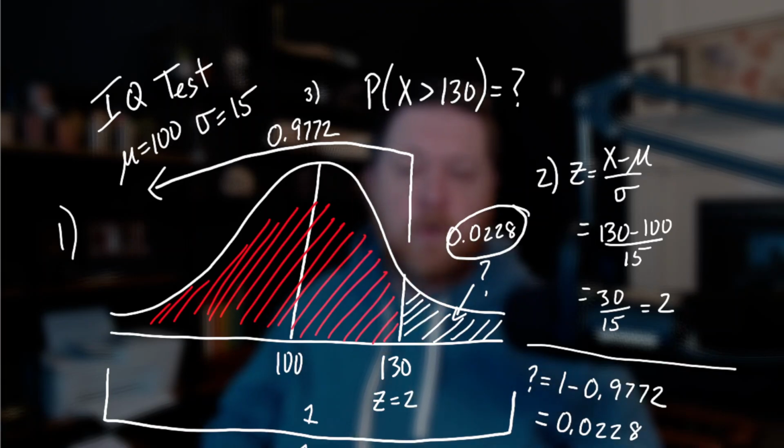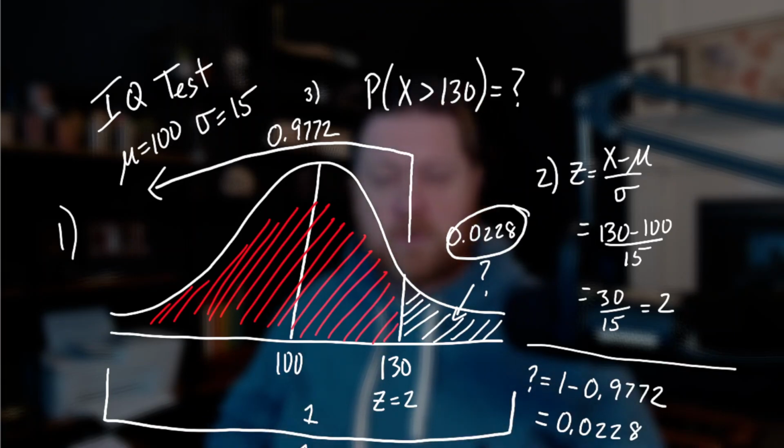So we're going to do those 4 steps every single time that we work a normal distribution problem. Draw the graph, calculate the z-score, look up the z-score in the z-table, find our area. Those 4 steps will always allow us to solve the problem.